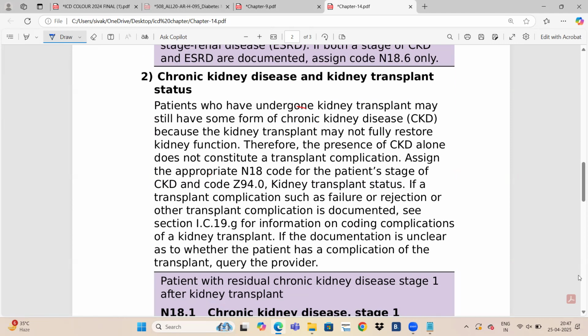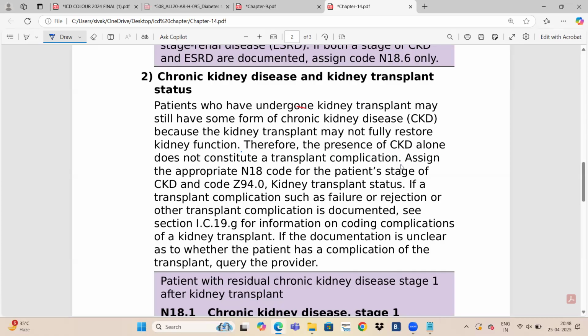No, we should not consider it a complication. Why? Because immediately after transplantation, CKD may not be cured. Patients who have undergone kidney transplant may still have some chronic kidney disease because the transplant may not fully restore kidney function. Therefore, the presence of CKD alone does not constitute a transplant complication. It's not a transplant complication.